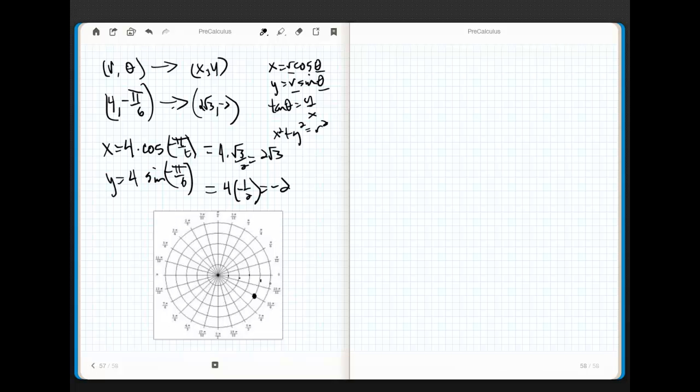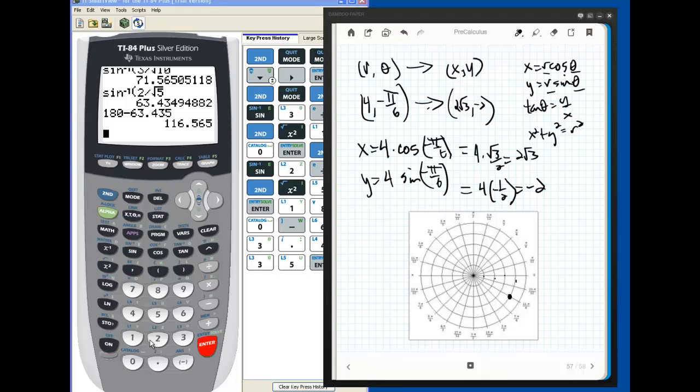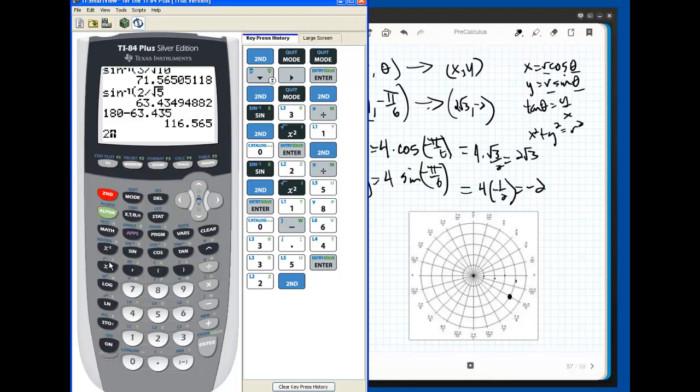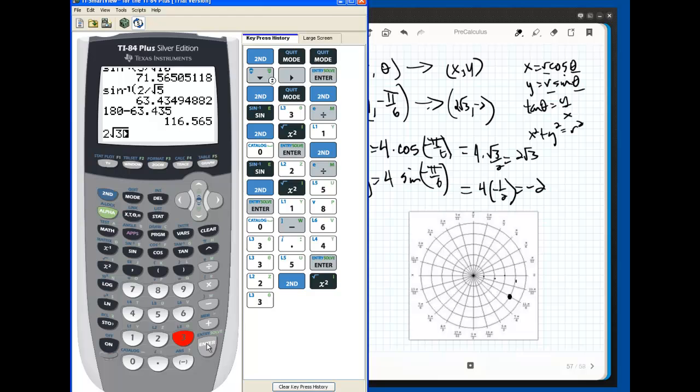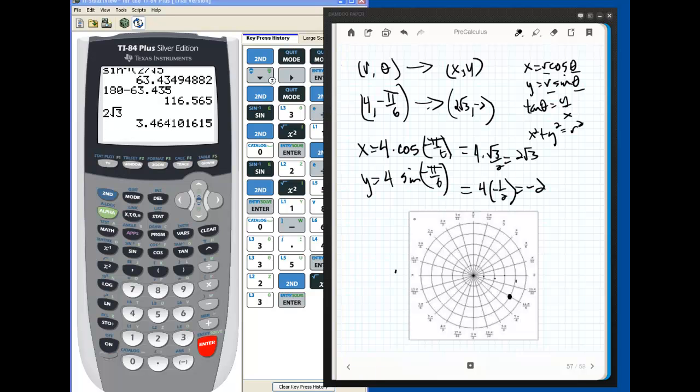Okay? Now, let's see what happens here. All right? My claim is that this point is 2 root 3. Let's see, what is 2 root 3? If I go 2 root 3 and I hit enter, I get 3.464. Let's see if that works out.